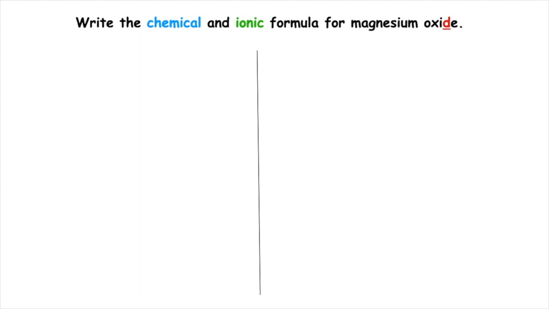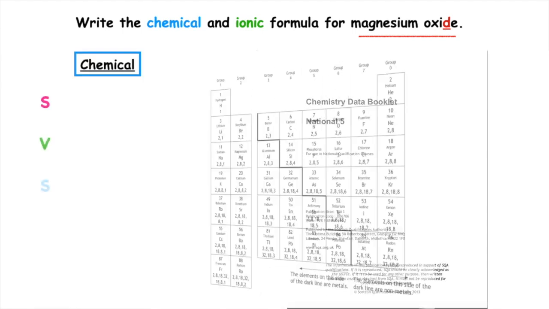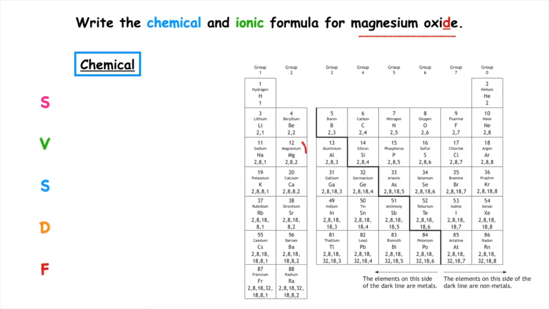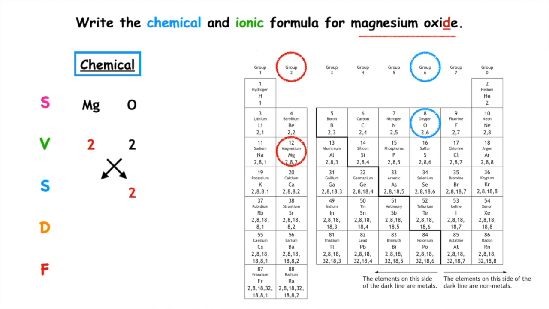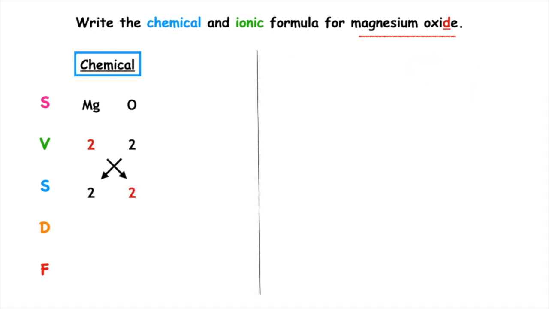This example's a little bit more tricky. We're going to write the chemical and ionic formula for magnesium oxide. So we'll write our symbol, valence, swap, divide formula. Symbol for magnesium is Mg, valence 2. Oxygen, symbol O, valence 2, and swap them over.